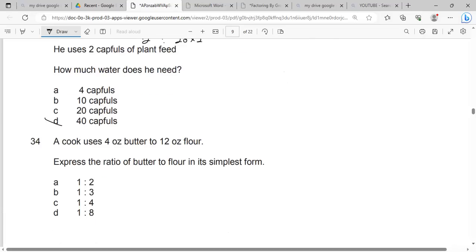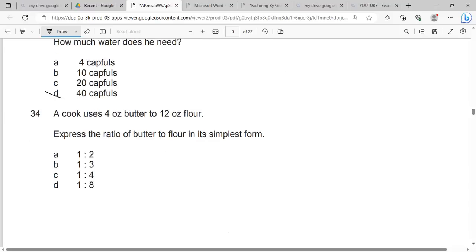A cook uses 4 ounces of butter to 12 ounces of flour. So butter first, express. All we have to do, guys, is just find a number to divide both of them. 4 into that, 1. 4 into that, 3. So that would be B in its simplest form. Let's move on to 35.